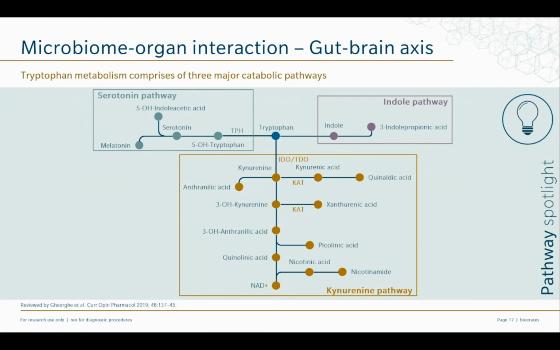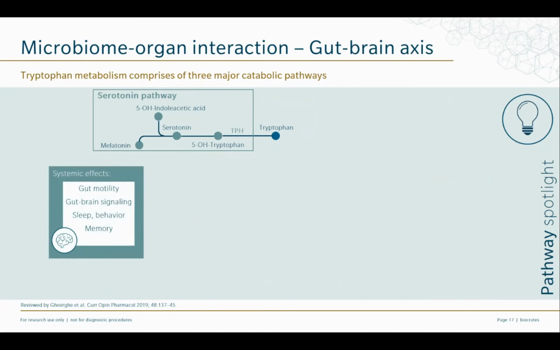So let's move on to the gut-brain axis and the tryptophan metabolism. Tryptophan is an essential aromatic amino acid and is mainly taken up via the nutrition, but it can also be produced to a certain extent from the gut microbiome. Tryptophan is not only a building block of proteins, but it is also metabolized into several bioactive molecules via three pathways: the serotonin, the kynurenine, and the indole pathway.